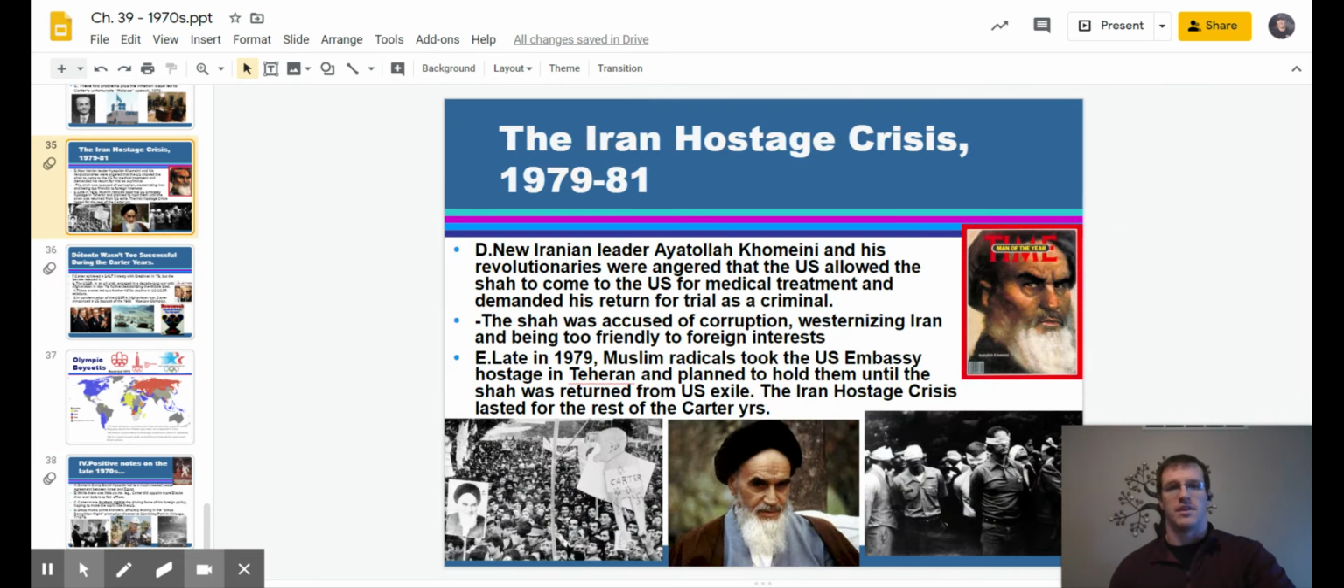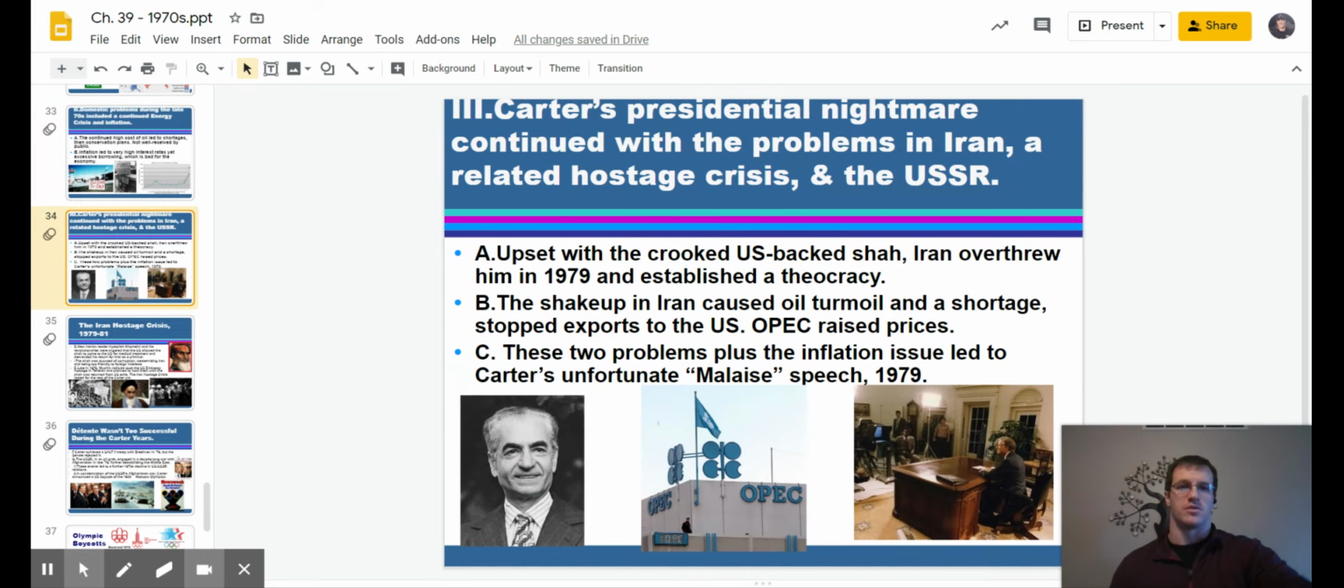Now, to finish out Carter's presidency, and again, it's in a lot of ways a doomed presidency from the start. You can't really talk about Carter's presidency without talking about the Iran hostage crisis. So there's this government that's in charge that is backed by the United States in Iran. Okay, and the Iranian people overthrow that government in 1979, and they establish what's called a theocracy. In other words, this is a government that's based on theological or religious teachings, right?